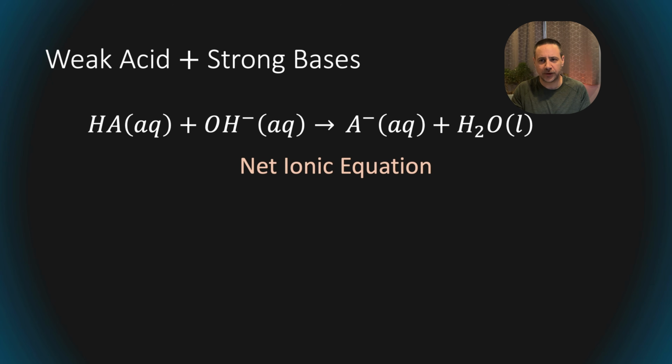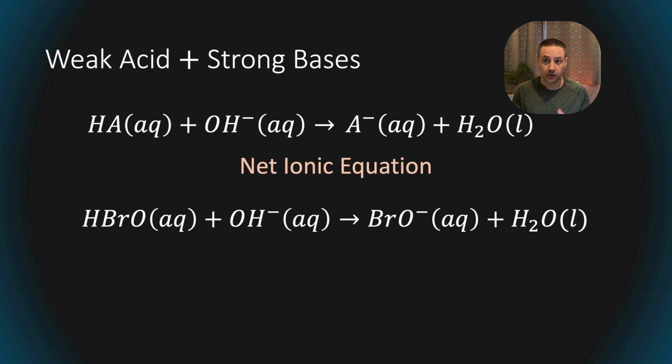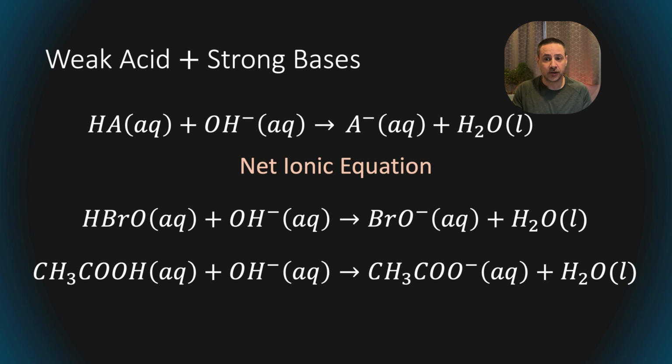This is the net ionic equation for the combination of a weak acid, the generic form HA here, and a strong base. Strong base is always going to be the OH-. So the only thing that's changing in here is the identity of whatever substance A is. To give you a few examples of this, hypobromic acid, HBrO, reacting with any strong base. Another very common one is acetic acid. That carboxyl, the COOH, is one of the most commonly used weak acids. So make sure you recognize it and its conjugate base, COO-, the carboxylate ion.